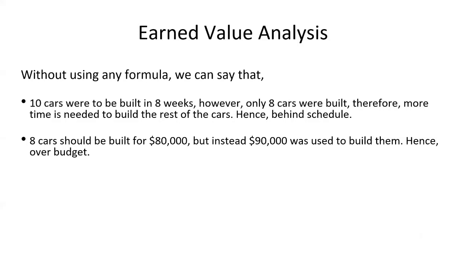So just without using any formulas, let's see where we are at in this scenario. 10 cars were supposed to be built in 8 weeks, but however, we were only able to build 8 cars. So definitely that means that we need more time to build the rest of the 2 cars. So hence we know that we are behind the schedule. Similarly, we were supposed to build 8 cars for $80,000, but instead we spent $90,000 to build them. Hence we are over budget.